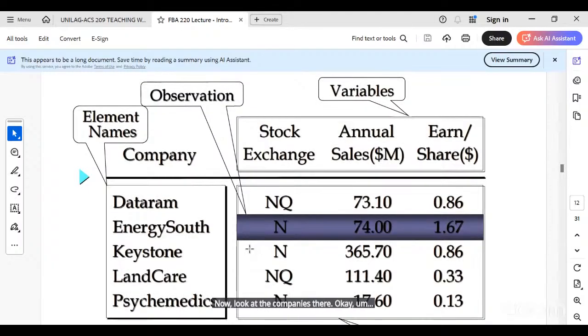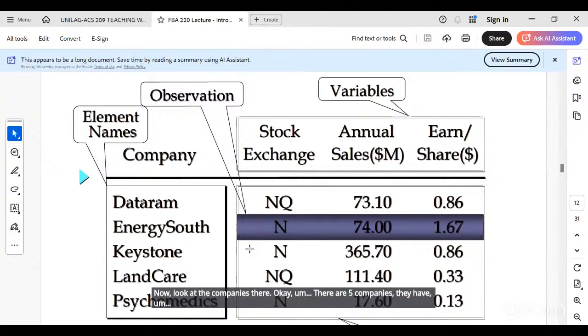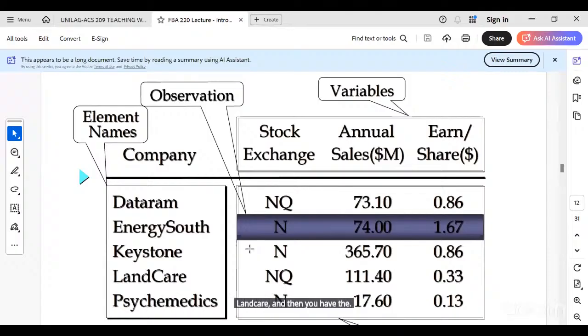there are 5 companies. They have Dataram, Energy South, Keystone, Landcare, and then you have the Psychimedic. And you are interested in their stock exchange where they are quoted. You are interested in their annual sales. You are also interested in their earning per share. So the variables of interest are the stock exchange where they are quoted, the annual sales, and the earning per share.